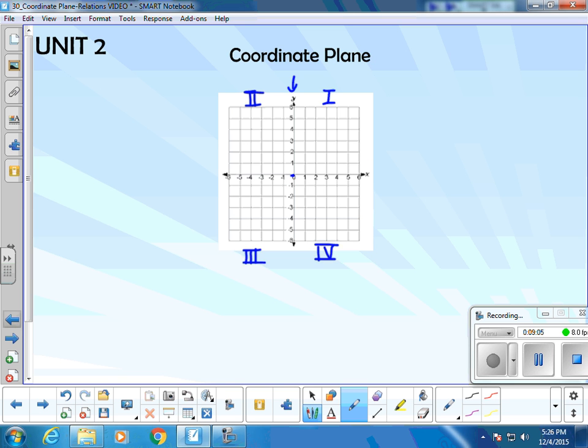And real quick, and we'll label this when we get to class, all of these points are positive and positive. These points, the x's are negative, but the y's are positive. On these, both are negative. And on these, all your x's are positive, but your y's are negative. So if you want to think about that, or you can rewind the video and look at this again, that's going to help us when we go to plot our points.